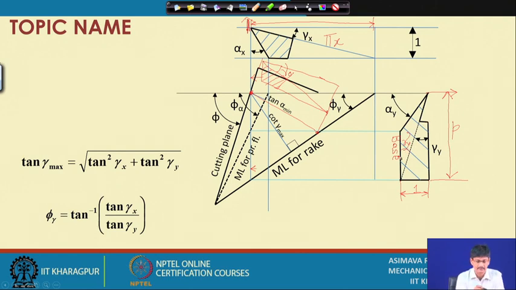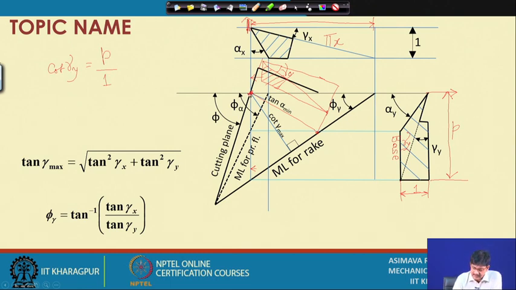Therefore, I can say cot gamma y equal to, what is this equal to? This must be equal to this P divided by 1. That is it. P is equal to cot gamma y.